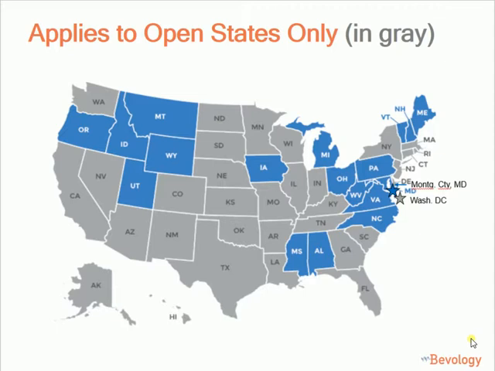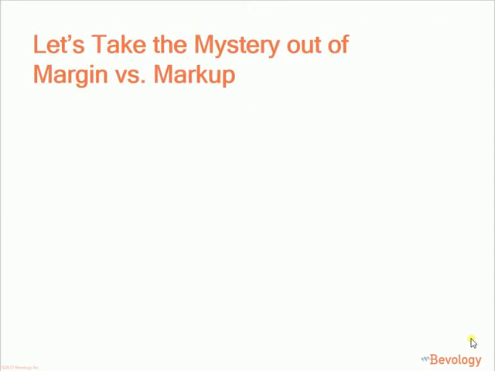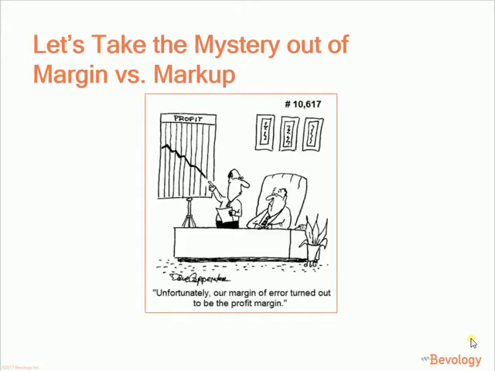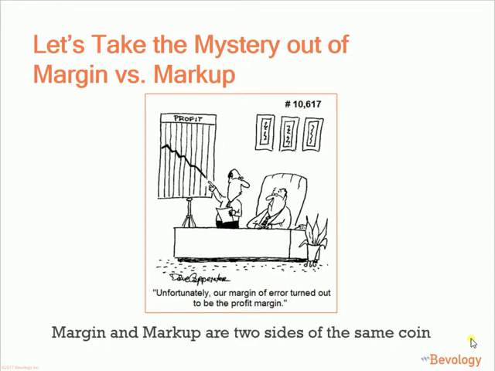Okay, let's just jump right into this, and let's take the mystery out of margin versus markup. We find that there's a lot of misuse of these terms, and I make the mistake just like other people do when I'm talking about markup and I mean margin. And why is that significant? Well, as this cartoon shows, it reads, unfortunately, our margin of error turned out to be the profit margin. Well, we don't want that to happen to you or to anybody. So understanding precisely what's going on here is important. That also recognizing that margin and markup really are two sides of the same coin but different.